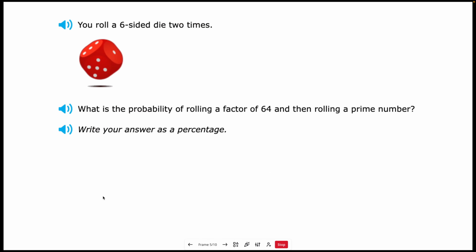Here we go. It says you roll a 6-sided die 2 times, and then it says what is the probability of rolling a factor of 64 on the first roll, and then rolling a prime number on the second roll. So let's start with rolling a factor of 64. We could list out all the factors of 64, but ain't nobody got time for that. Let's just think about the numbers that are on our die. 1, 2, 3, 4, 5, and 6. Which one of these are factors of 64? 1 is, 2 is, 3 is not, 4 is, 5 is not, 6 is not. So that's 3 numbers out of the 6 possibilities.